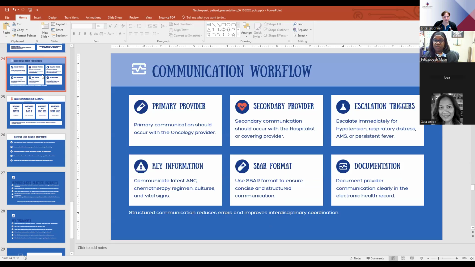So communication workflow, we are having our conversations with the primary provider. Also, I probably should have put this in here. Oh, it's in there. Also talking with our oncology providers, any other secondary providers that are part of the team for these patients, escalation triggers, key information that we want to make sure that we are letting these providers know about. So our ANC, any cultures or vital signs that are trending, and then utilizing SBAR format for communication, and then documenting provider communications clearly in the EHR.